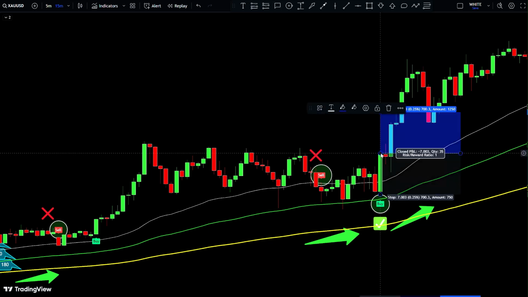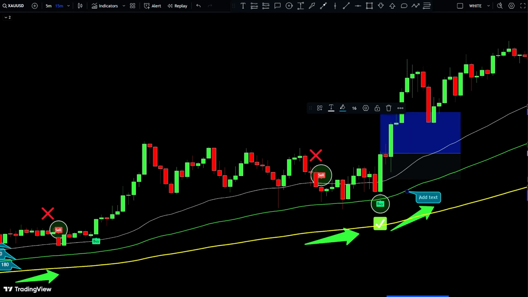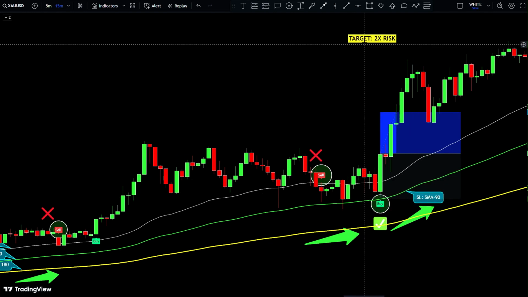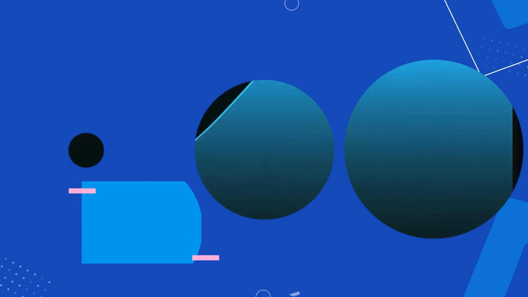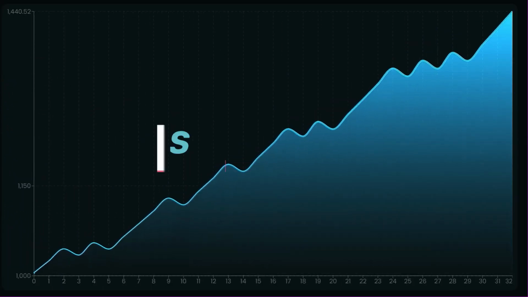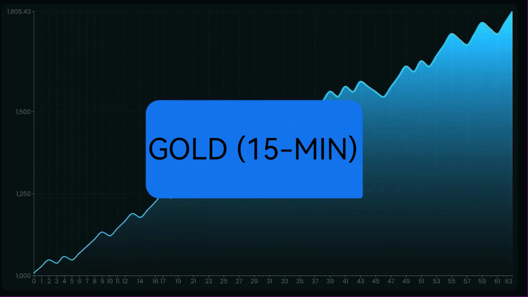And when entering the buy trade, you can use the 90 EMA line as a stop loss level. For the target, try setting it at the level that offers twice the risk you're taking on the trade. As mentioned at the beginning of the video, we've tested the strategy through 100 trades on the gold 15-minute chart and the outcome is pretty impressive.